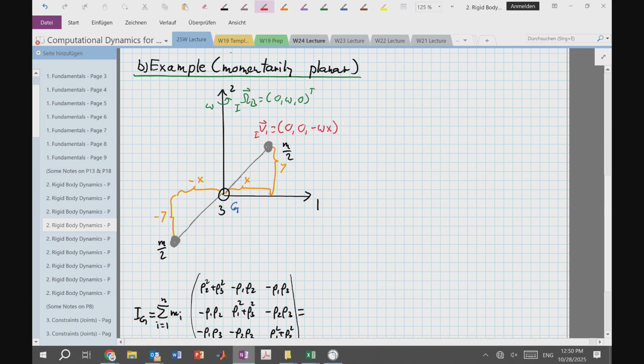Omega x. Right? So I have to take omega times the distance from the rotation axis, omega x, into the plane. This guy here comes towards us, same magnitude. Right? So here we would have a velocity v2, which in I-coordinates is 0, 0, and then plus omega x.